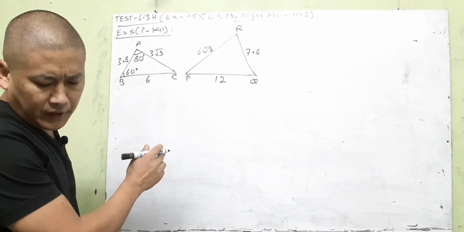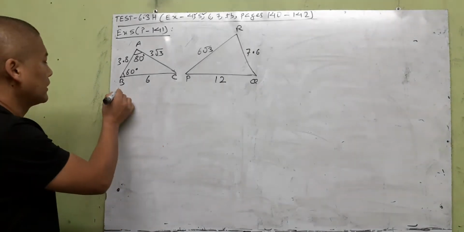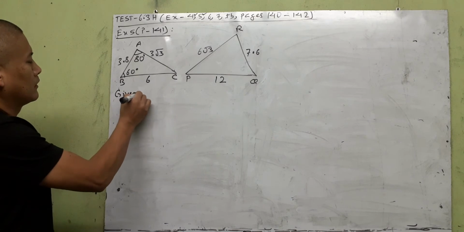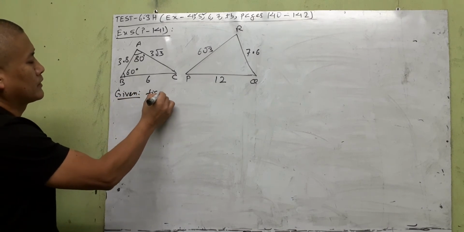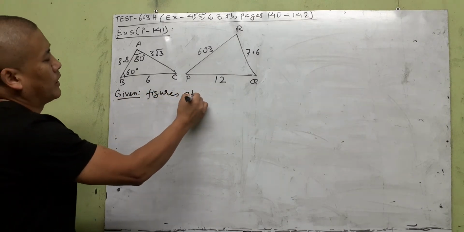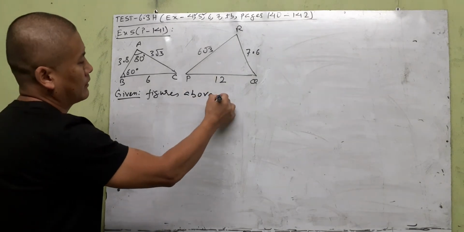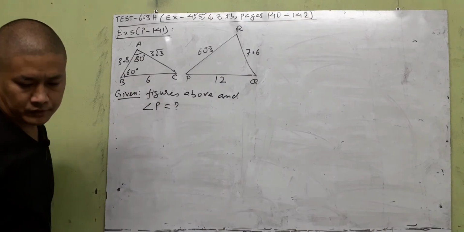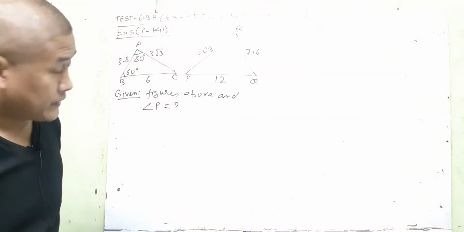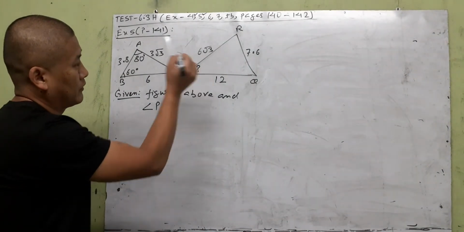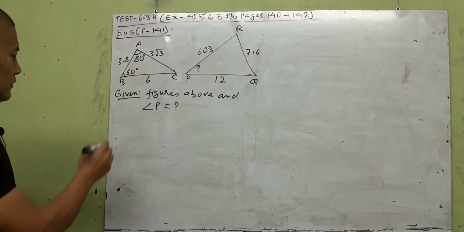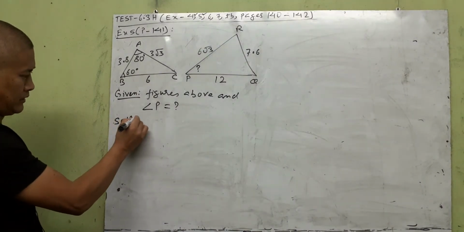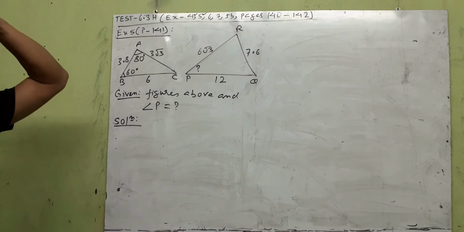So we have to find out angle P. Given is this one, the figures above, which we're writing ourselves, and we have to find angle P. Yes, angle P, this one, we have to find out how many degrees. To do that, let us write the solution. Now use your common sense.